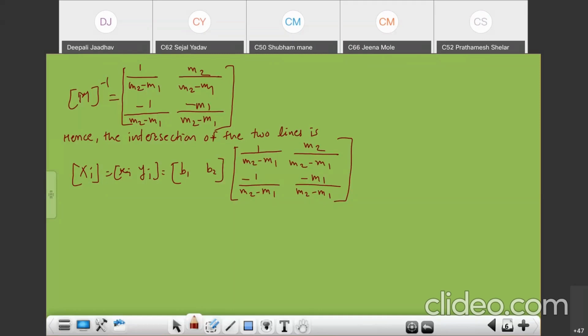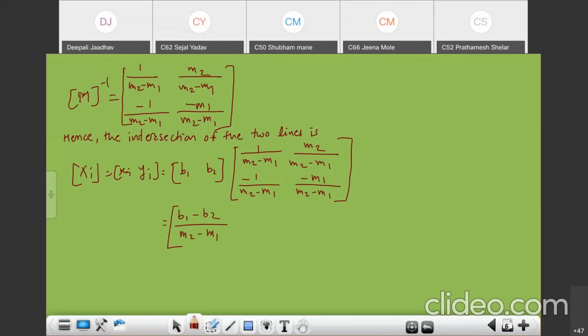Now try to simplify it. We will calculate it now. Multiply this b1 with 1 divided by m2 minus m1, plus this 1. So we will get the result (b1 minus b2) divided by (m2 minus m1).